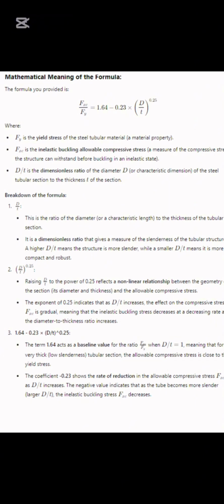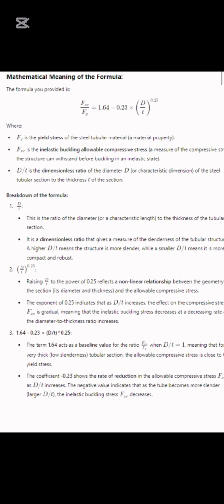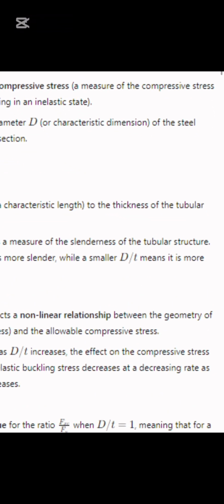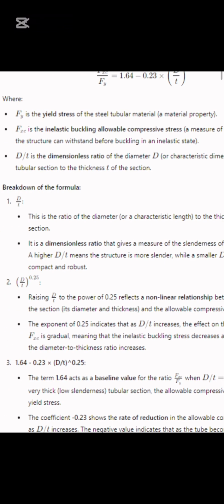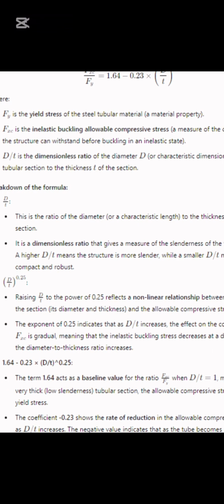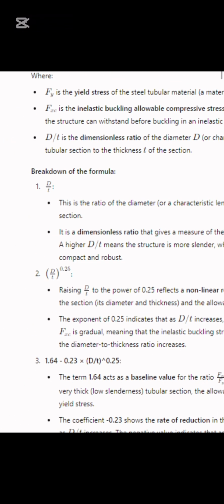Here is the breakdown of the formula. d/t is the ratio of diameter to the thickness of the tubular section. It's a dimensional ratio that gives a measure of slenderness of the tubular structure. That's nothing but how slender the tubular is. A higher d/t means that it's more slender, while a smaller d/t means that it's compact and robust.